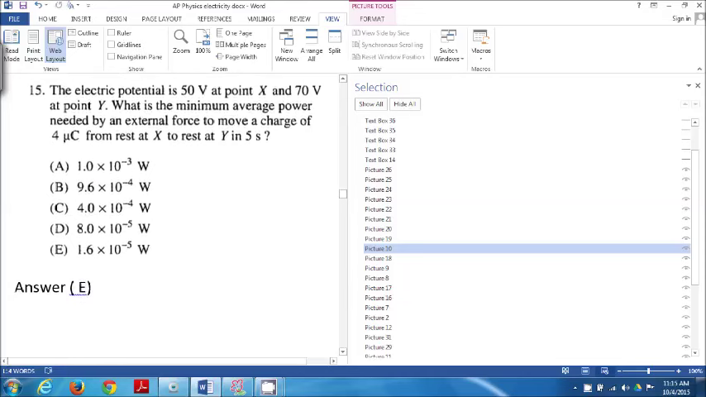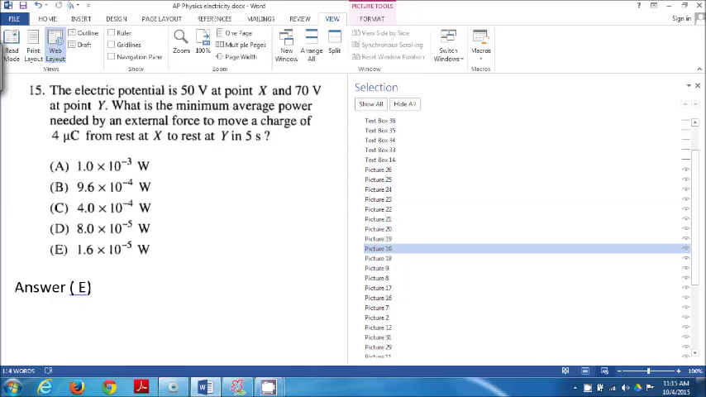The electrical potential is 50 volts at point X and 70 volts at Y. What is the minimum average power needed by an external force to move a charge of 4 microcoulombs from rest at X to rest at Y? So that is only the energy difference between 70 volts and 50 volts. 70 volts is higher. So for a positive charge to be moved to 70 volts, we have to apply energy. 20 volts is the energy required per unit charge to move from 50 volts to 70 volts. So here the charge is 4 microcoulombs.